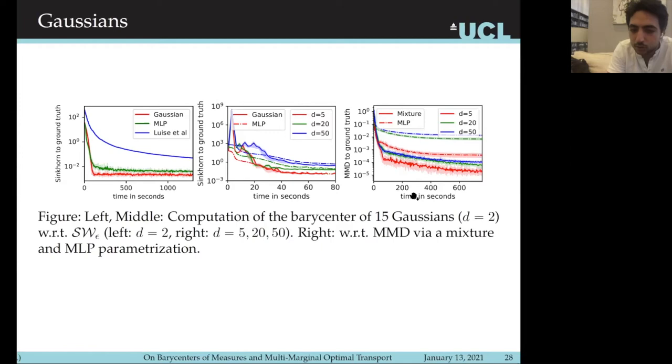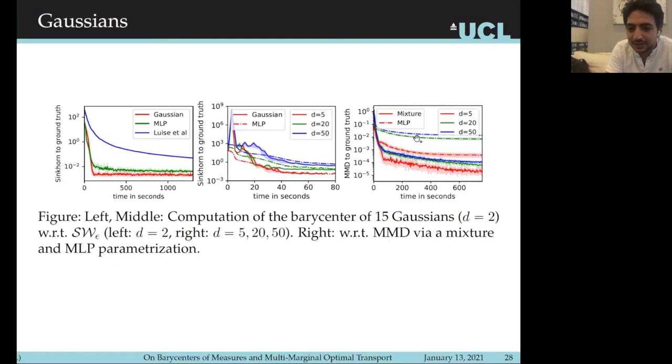By contrast, now we study MMD barycenters. In that case, the barycenter of Gaussians with respect to MMD is a mixture of Gaussians. It's exactly the mixture of these Gaussians. And what happens is that MLPs are actually not good inductive biases for learning mixtures. That's been also well studied in the implicit generative modeling literature. It's really hard to split mass across the different modes because of continuity and smoothness.